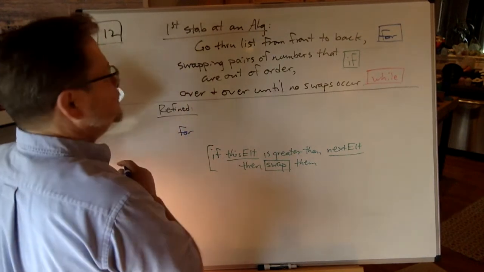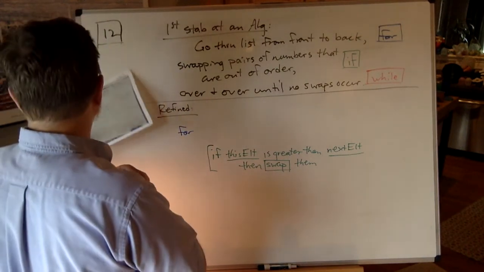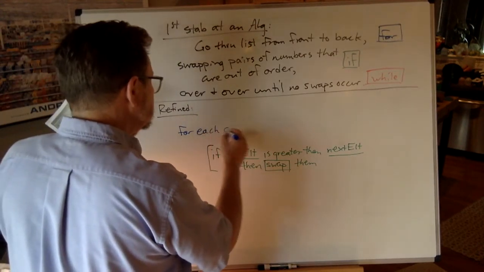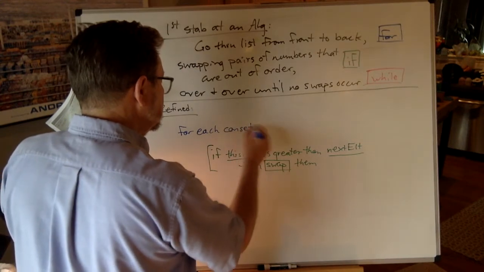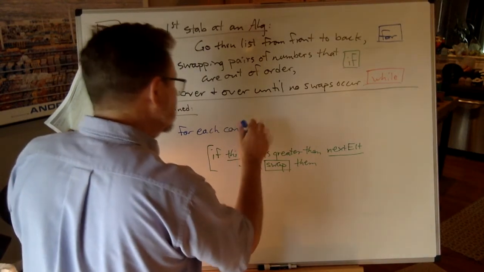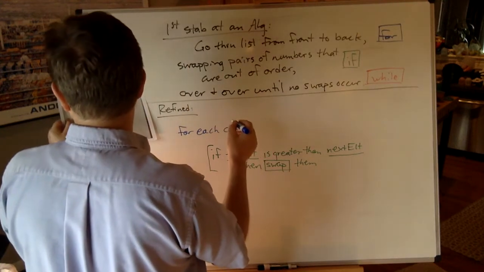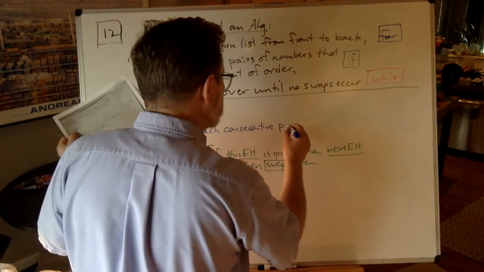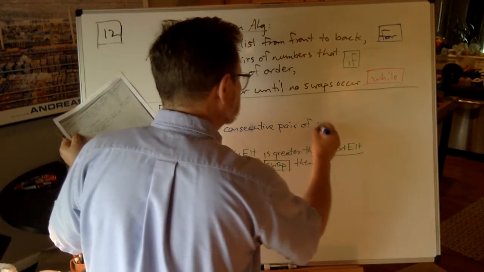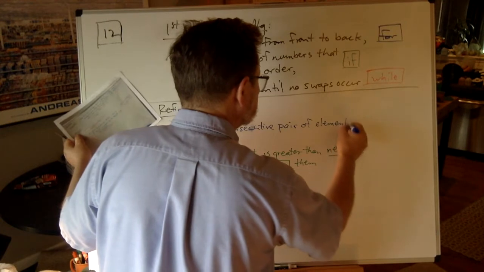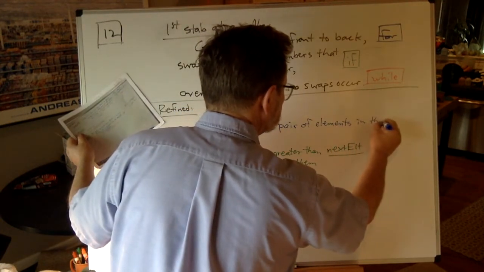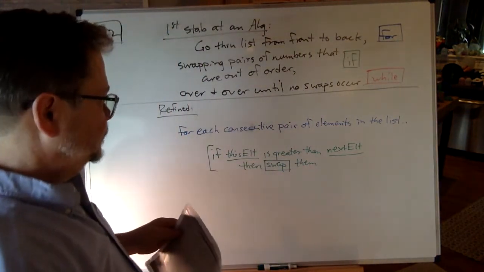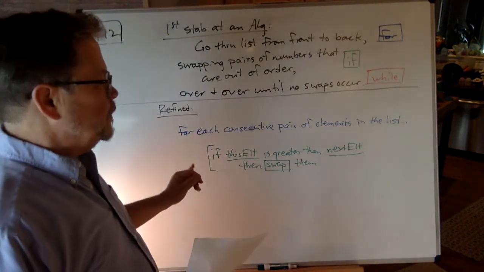For what? For he's a jolly good fellow. For each consecutive pair of elements in the list. I got it. Almost ran off the board. For each consecutive pair of elements in that list.